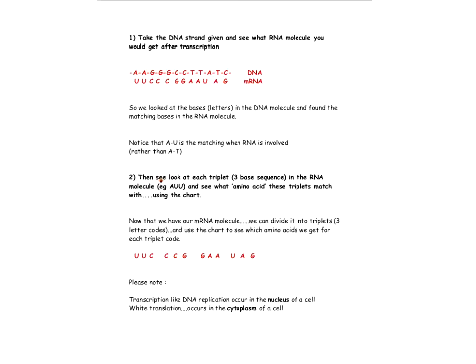Well, next we look at each triplet or 3-base sequence in the RNA, and we're going to see which amino acid these triplets are going to match with. So we need to take this messenger RNA sequence and divide it up into 3s to produce triplet codes. Okay, so here's what I've done. I've divided it up into 3. So we've got our triplet codes.